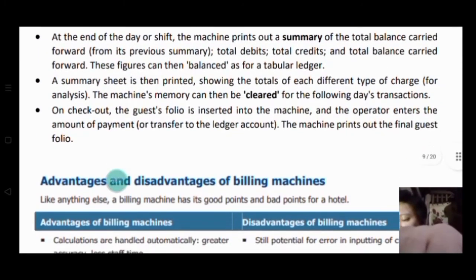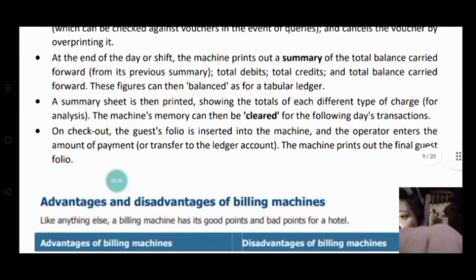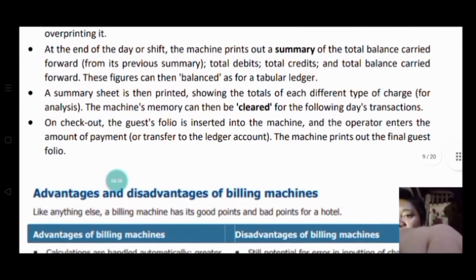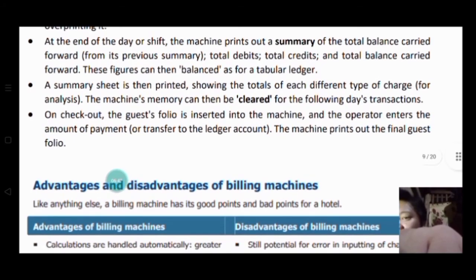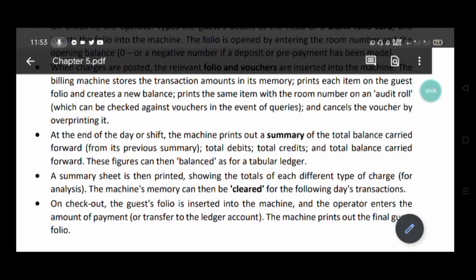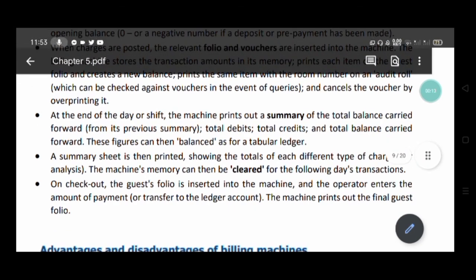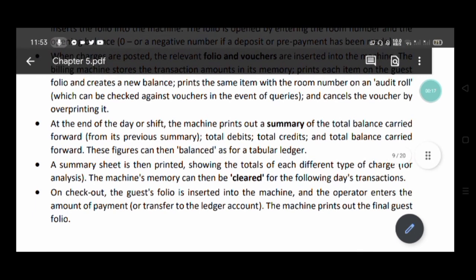And then on check out, the guest folio is inserted into the machine and the operator enters the amount of payment or transfer to the ledger account. The machine prints out the final guest folio.